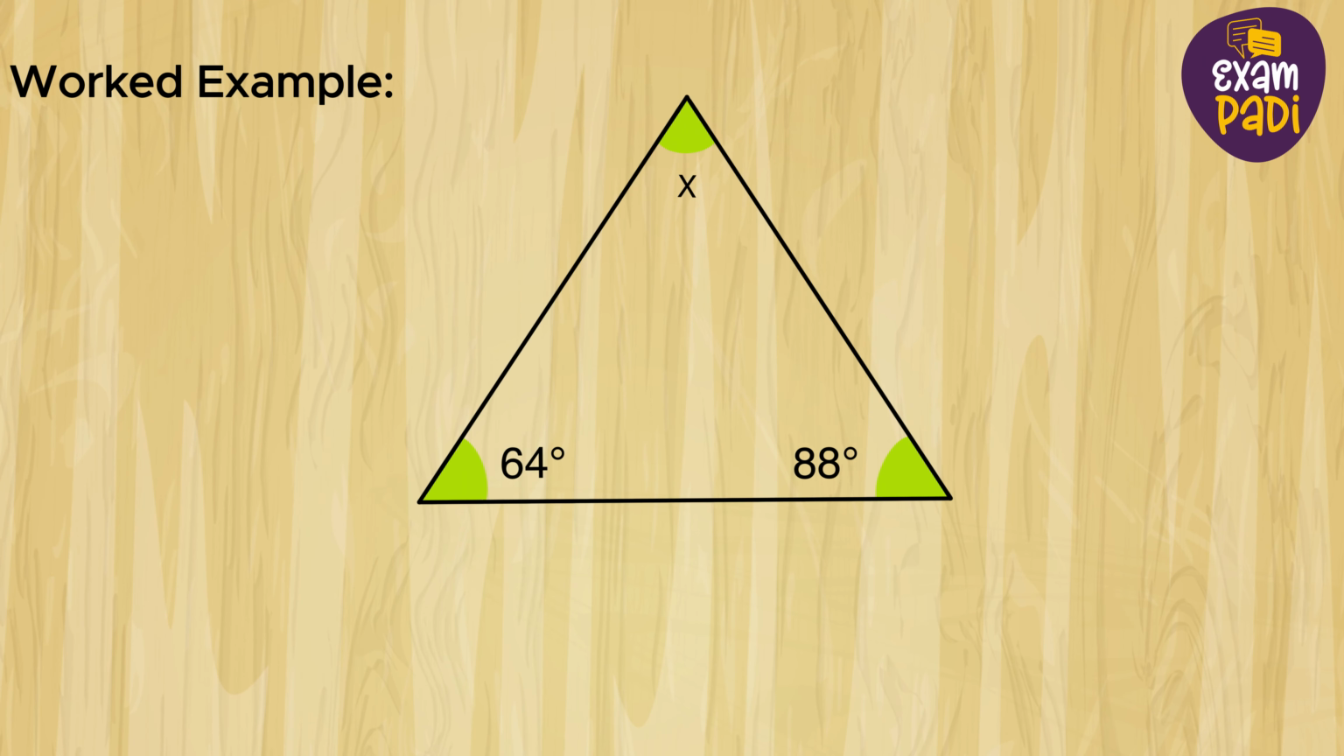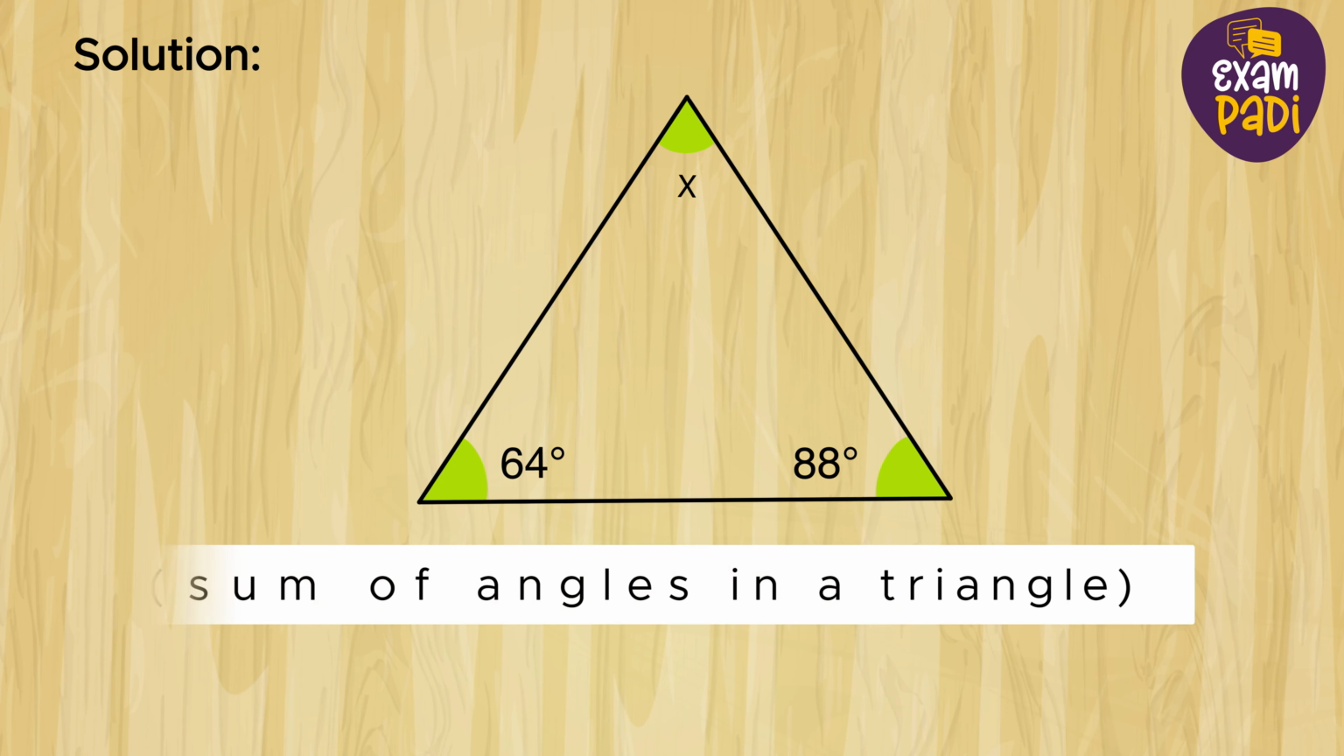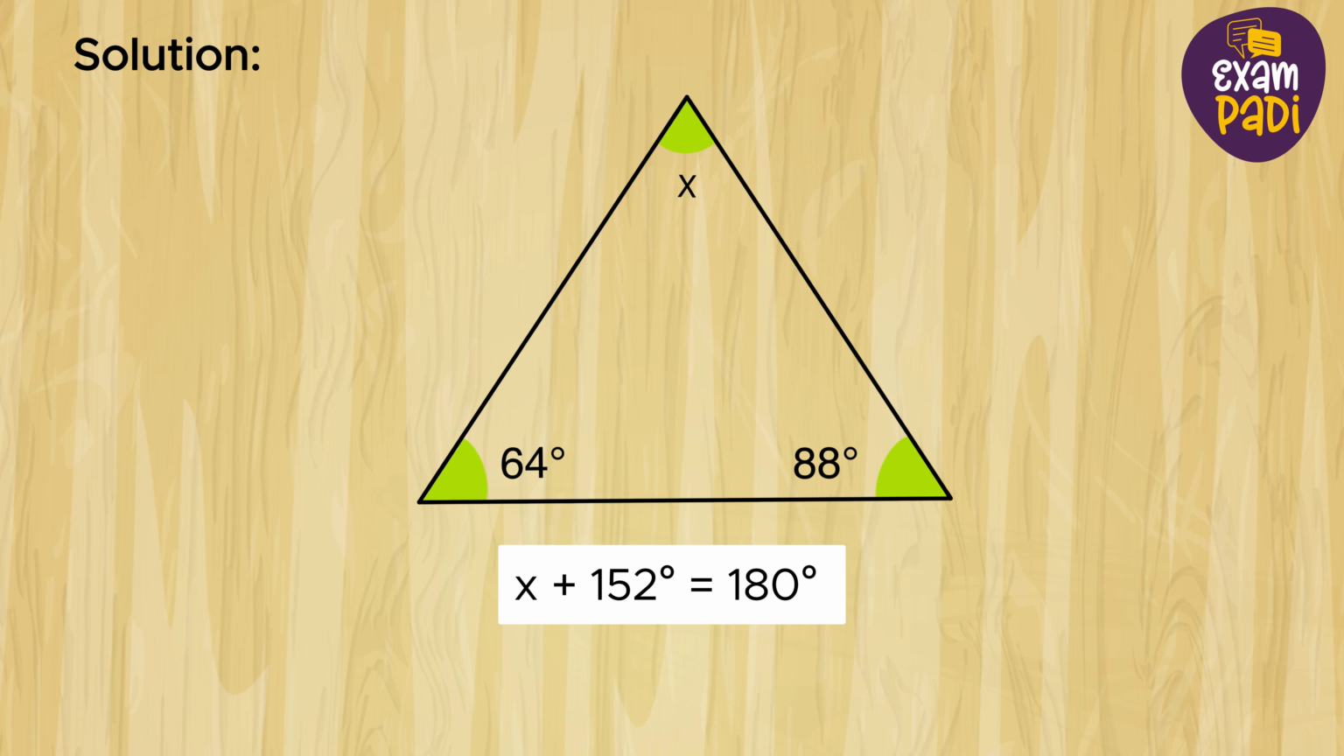Let's take an example to find out. Find the size of angle X in this triangle. Solution: X plus 64 degrees plus 88 degrees equals 180 degrees. That is, the sum of angles in a triangle. Adding 64 degrees plus 88 degrees, that gives X plus 152 degrees equals 180 degrees. Collecting like terms, we have X equals 180 degrees minus 152 degrees. And our answer is X equals 28 degrees.